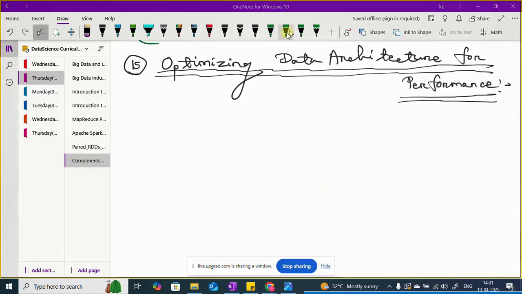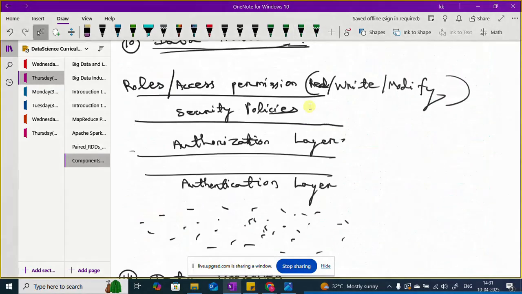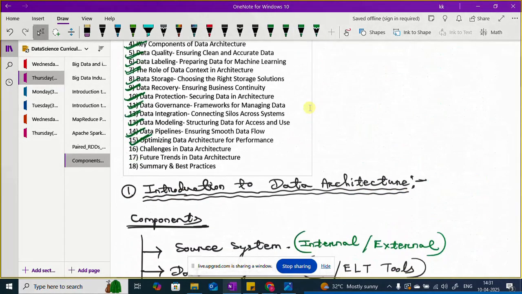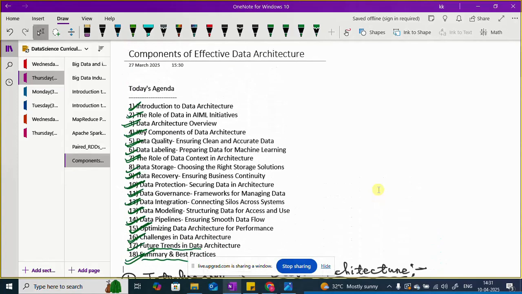So this thing we have completed anyhow. So what are the things left? Yeah. Challenges in data architecture we have seen. Future trends we have seen, right? And summary and best practices, that is key takeaways, that also we have completed. Okay, so we have completed the first hour, that is components of effective data architecture.